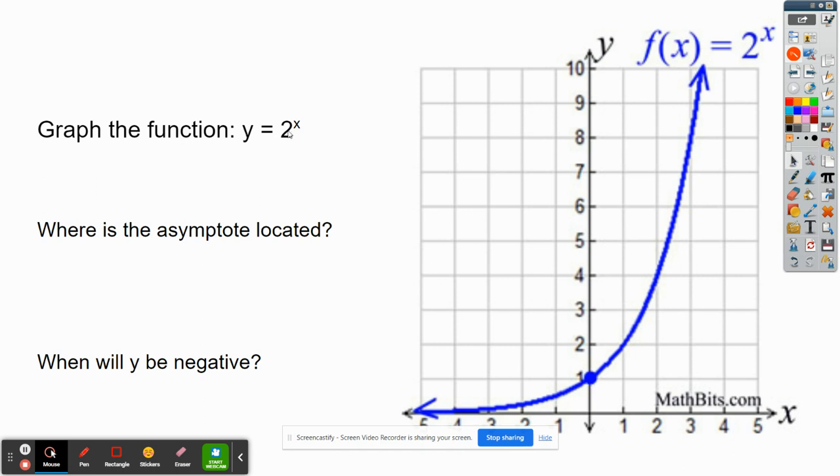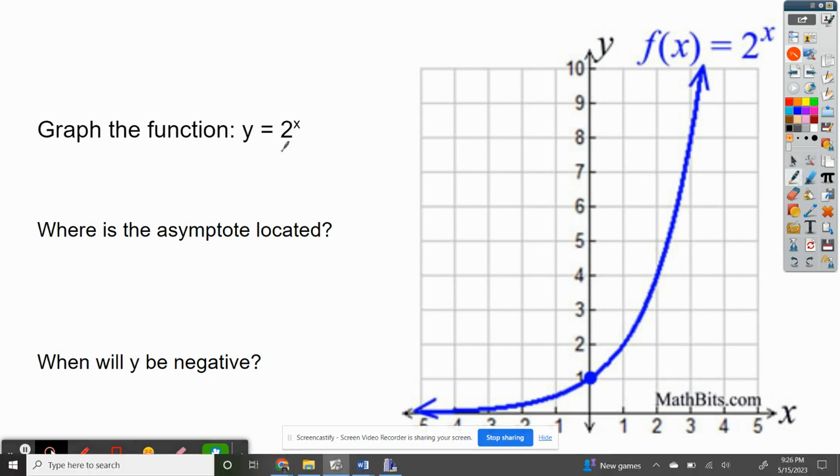If you make this 4 to the x, it's also going to intersect at 1. Because if you plug a 0 in for x, anything to the 0 power is 1, so the ordered pair (0, 1) is still going to be a solution. It's when you start putting numbers out here that then that number will change, but we'll talk about that a little bit. Where's the asymptote located? In this case, it is on the x-axis.